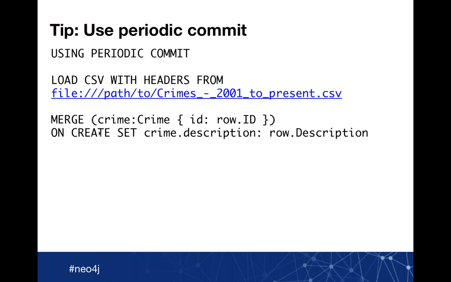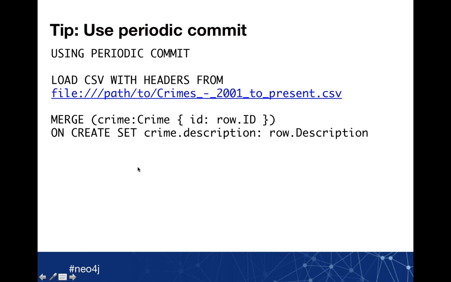Another thing to keep in mind is that the LOAD CSV command can be used with USING PERIODIC COMMIT, which, as the name says, periodically flushes, by default every 1,000 rows. So every 1,000 rows, it goes, hey, I'm going to persist that, and then I'm going to go on to the next 1,000.